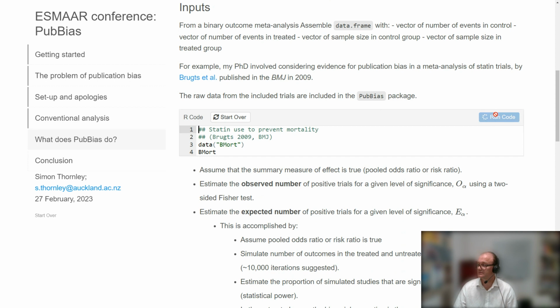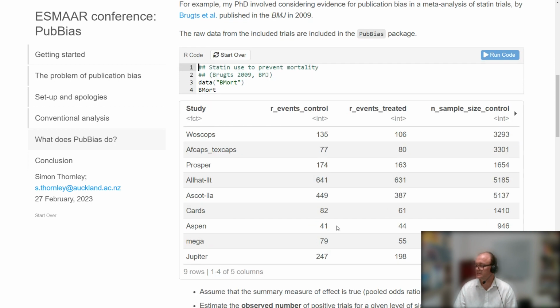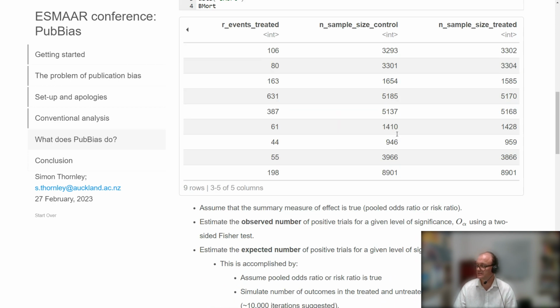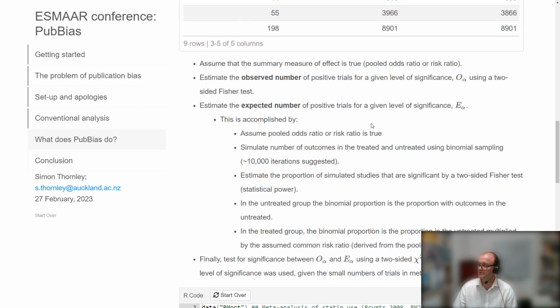So let's just have a little look at the data. We've got a number of events in the control group, number of events in the treated group, sample size in the control, sample size in the treated. That's all we need for a meta-analysis. These are all the trials there. So what does PubBias actually do?